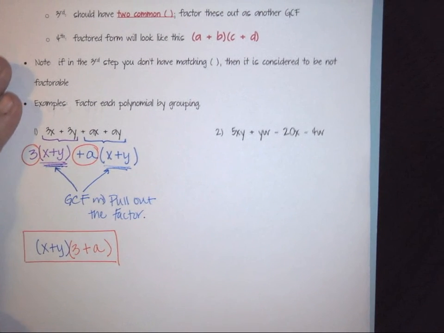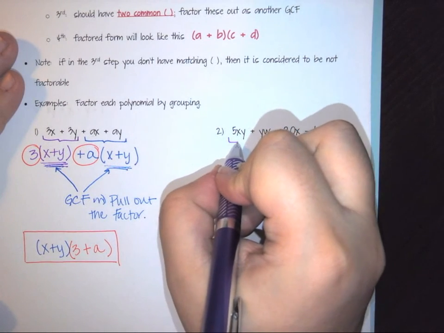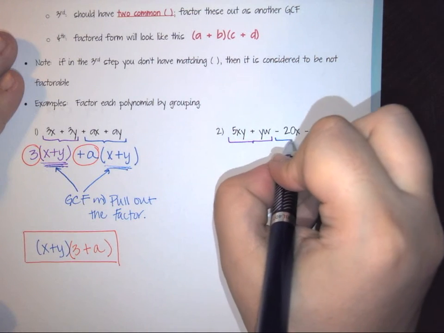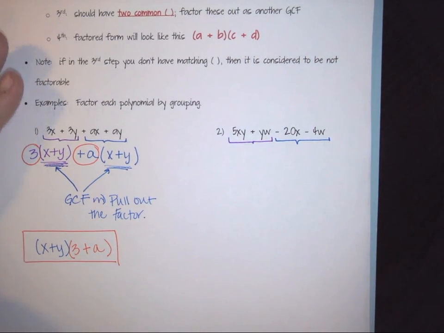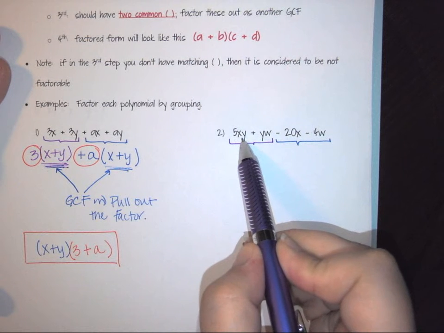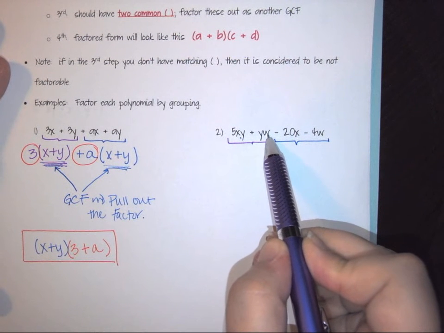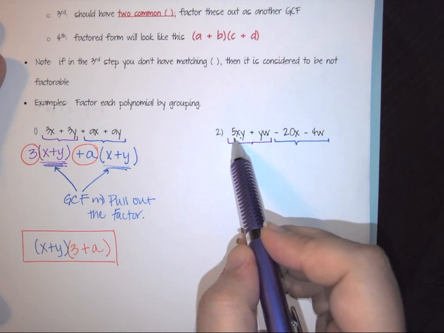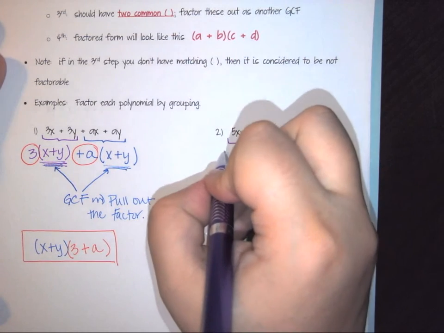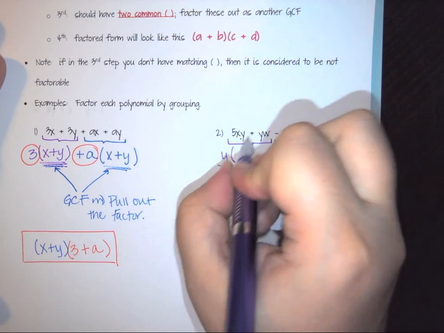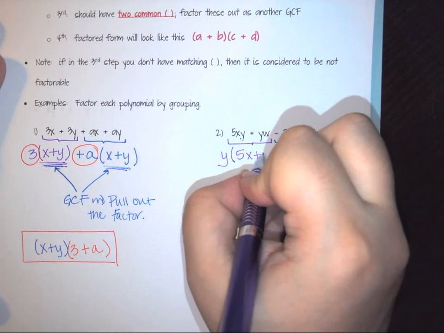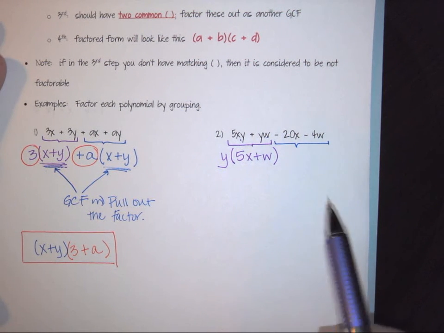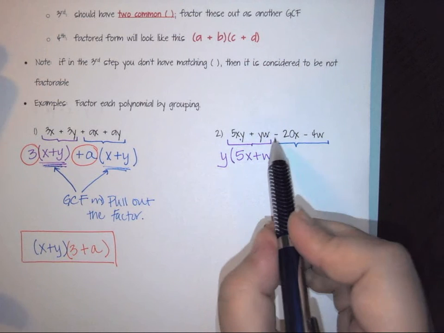Let's look at it again. So here again I've got my front factor, and then I've got my back factor. So let's go ahead and take a look at the front. I have a 5xy and I have a plus yw. So the only thing that is common here in this first term is the y. So I'm going to pull that y out, and when I do, it leaves behind a 5x plus w. So again, I'm hoping to get a 5x plus w on my second group when I pull that one out.